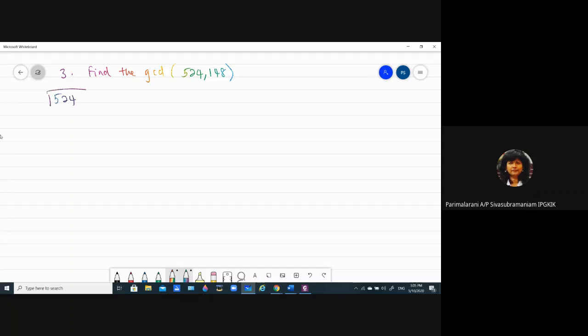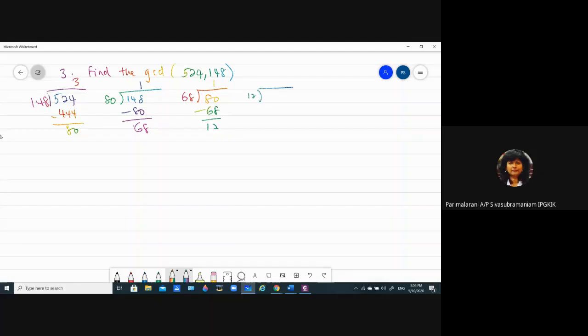524 divided by 148. That gives you 3. And 148 times 3 is 444. You minus this, you get a remainder of 80. The remainder goes outside, the divisor comes inside here. 148 divided by 80 is 1. Okay, so minus 80, you have a remainder of 68. 68 is your remainder, 80 is your divisor, goes inside. So 80 minus 68, you have 12.